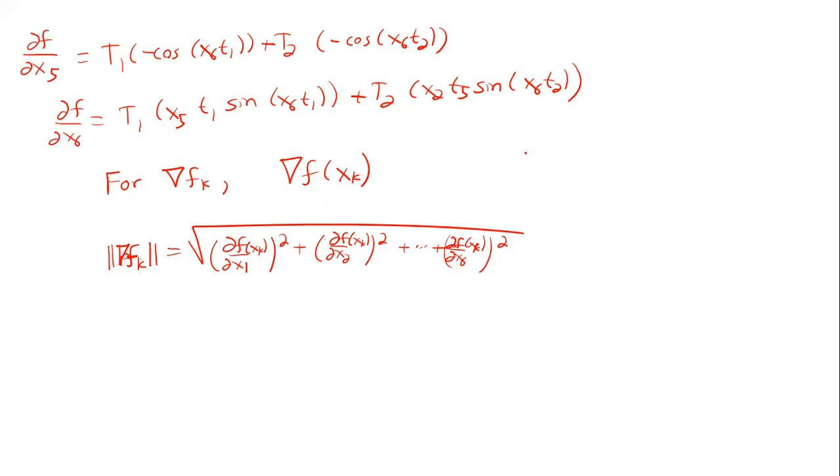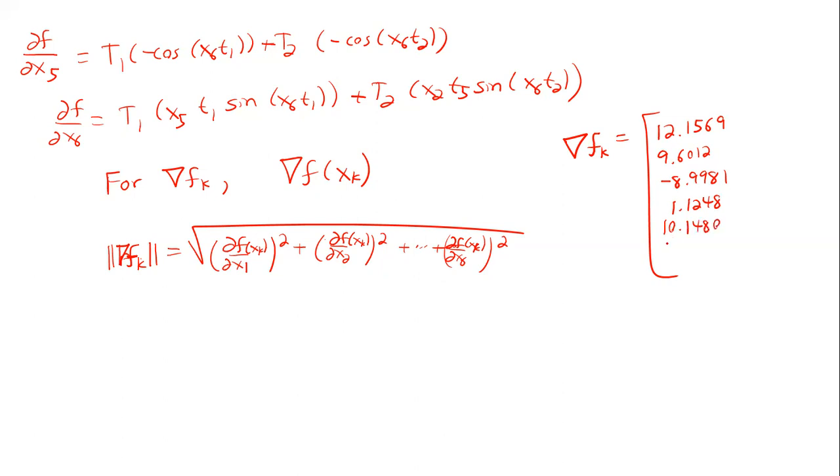And so from MATLAB, if I put in all those equations that I had and I plug in xk into them, it gives me this vector that del fk is 12.1569, 9.6012, negative 8.9981, 1.1248, 10.1480, and 68.7888. And it also gives me that the norm of del fk is equal to 71.8129.